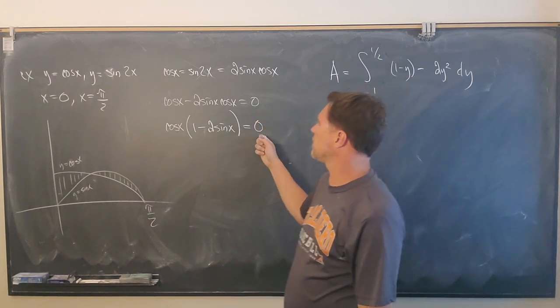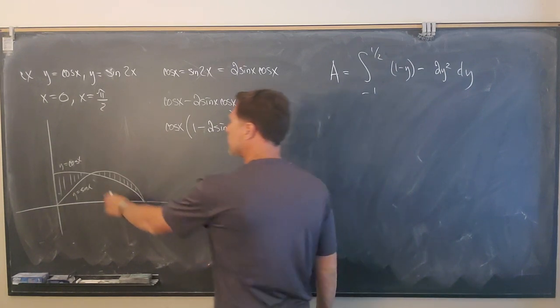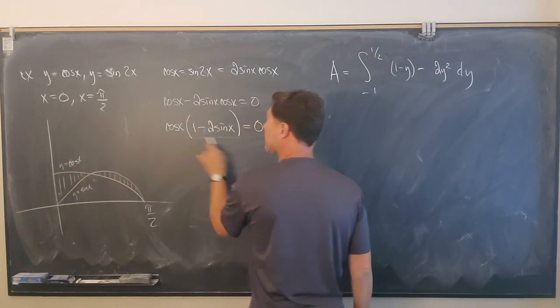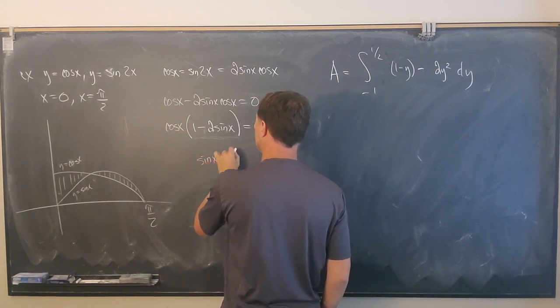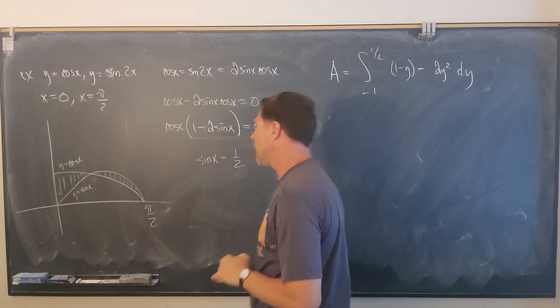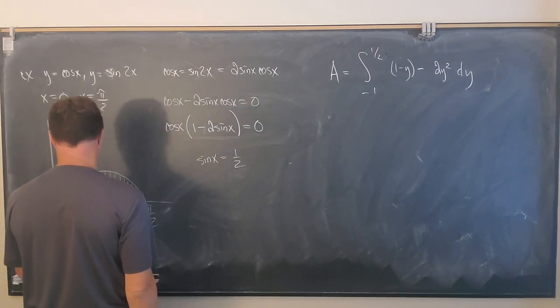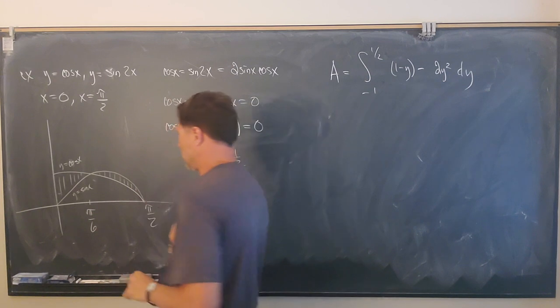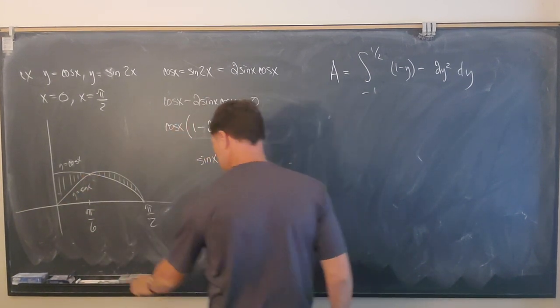Cosine of x is equal to 0 at pi/2. That's that intersection point right there. And this other intersection point will be given by solving the other factor: sine x equals 1/2. That occurs at pi/6. So that's telling us the intersection point right there. It happens when x equals pi over 6.